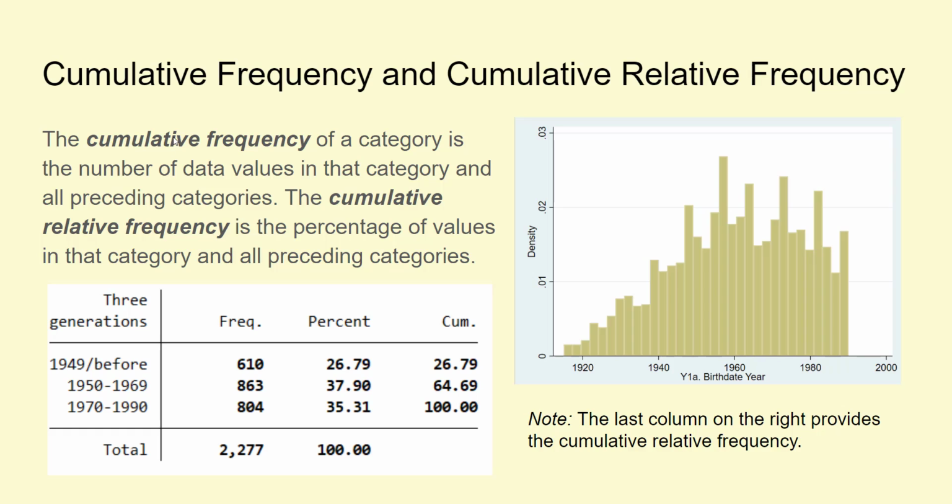If this were cumulative frequency, you simply add the frequencies. So the cumulative frequency, you would add 610 to 863 for the second row, and for the third row you would have 2,277 for the cumulative frequency.